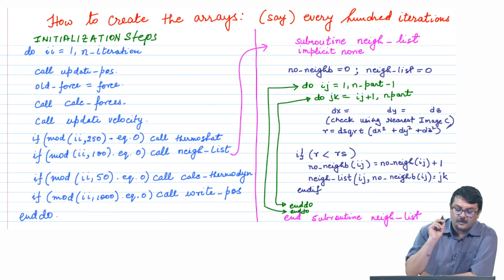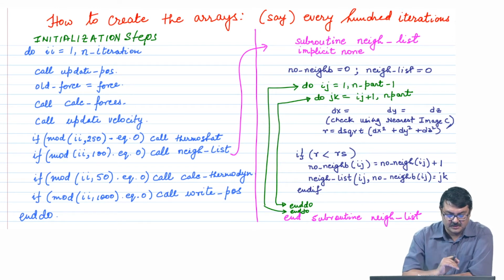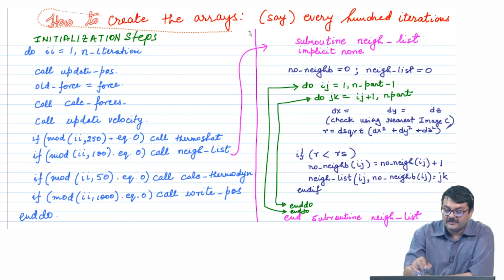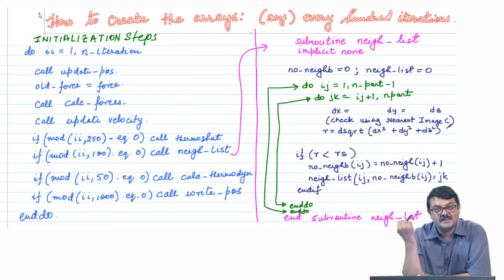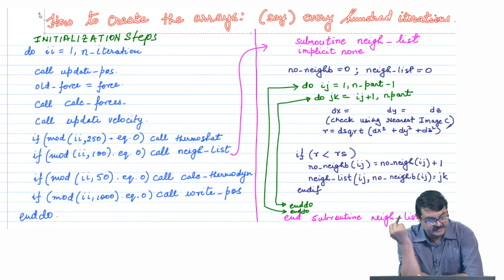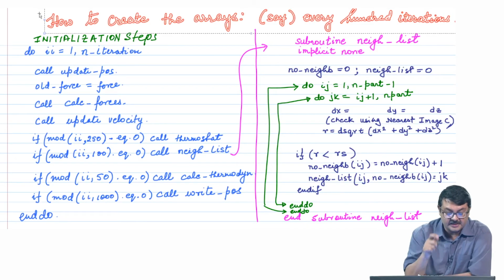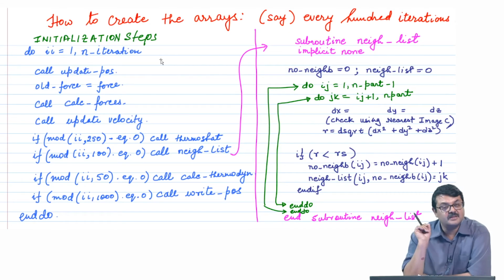Right. Now, let us talk about the details of how to create a neighbor list. As soon as you have more than 1000 particles, neighbor list becomes imperative. And suppose you are updating the neighbor list every 100 iterations, right. So, at what point in the code should you call the neighbor list? Here I have given a schematic, the flow chart of the code.